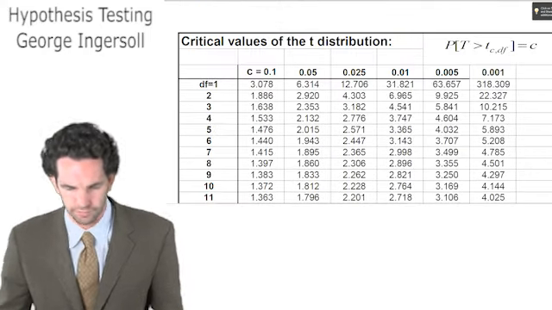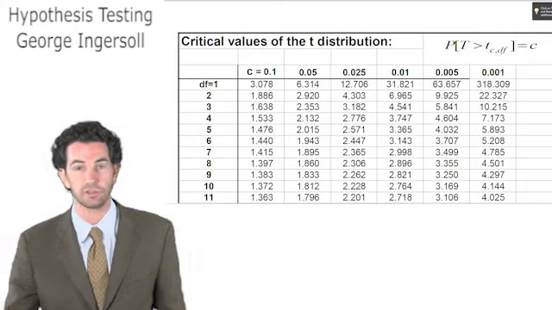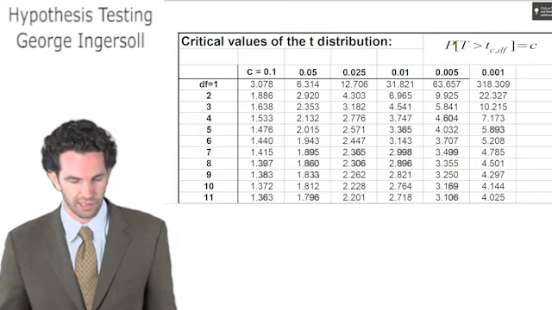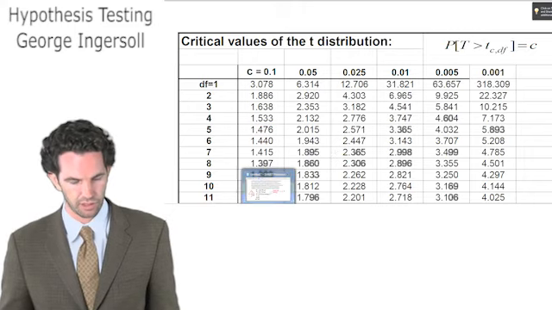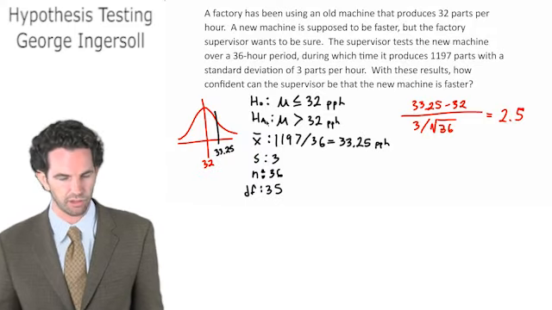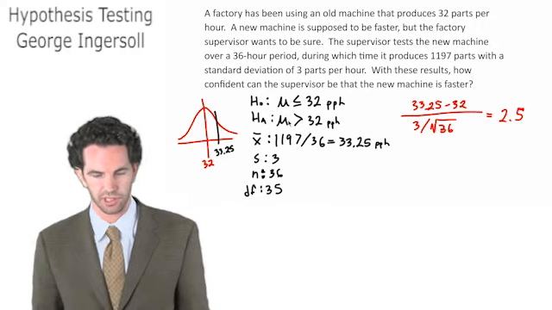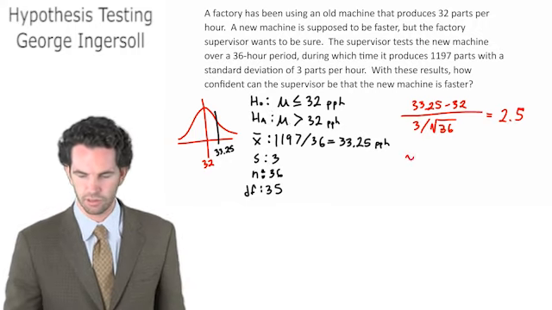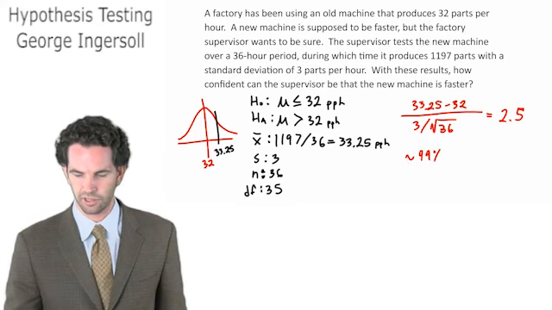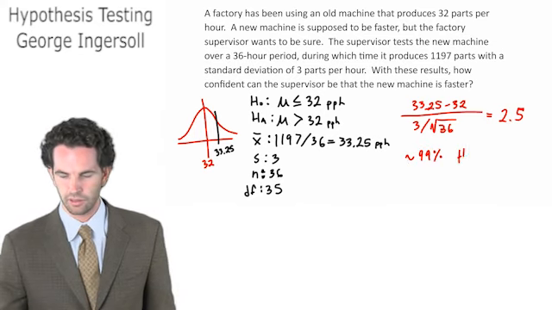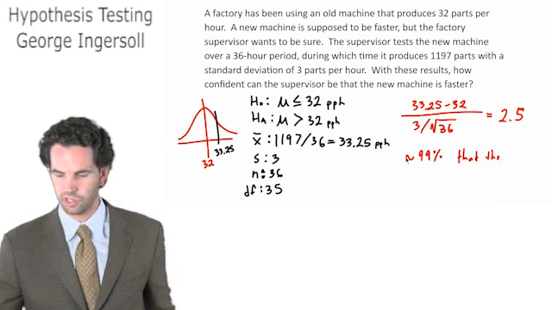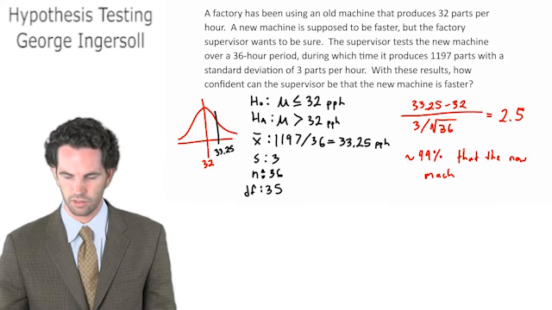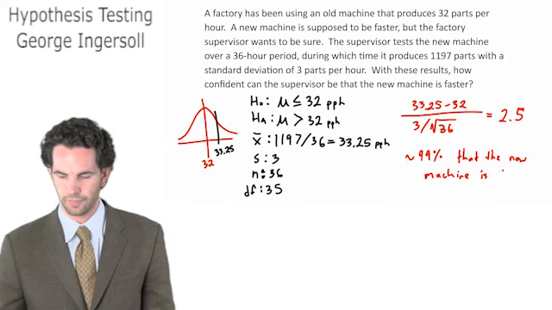Okay, it's 0.01. And this is a one-tailed test, right? So that means we can be a little bit more, actually, than 99% confident that we can reject our null hypothesis and accept the alternate hypothesis. So we are around 99% confident that the new machine is faster.